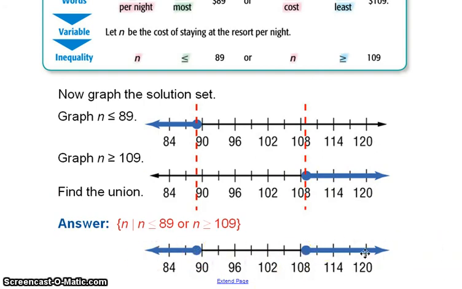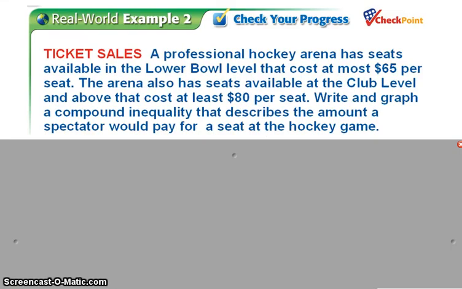It's kind of like you're putting the two graphs on the same line. So this is what it will look like. Here's your solution set written out as a compound inequality, and again you're using the or because it's one or the other. And here's what your graph would look like. Okay? All right, so now it's your turn here.